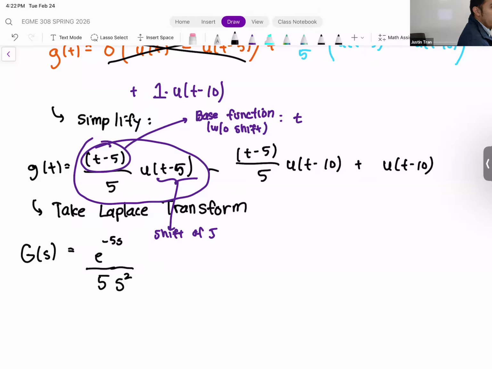All right, any questions on how we got that first Laplace transform there? Okay, so now let's do the second term.